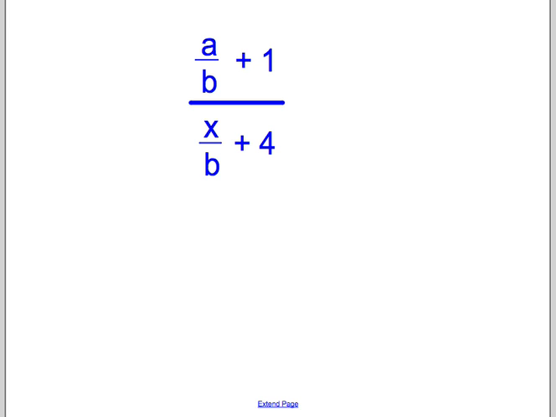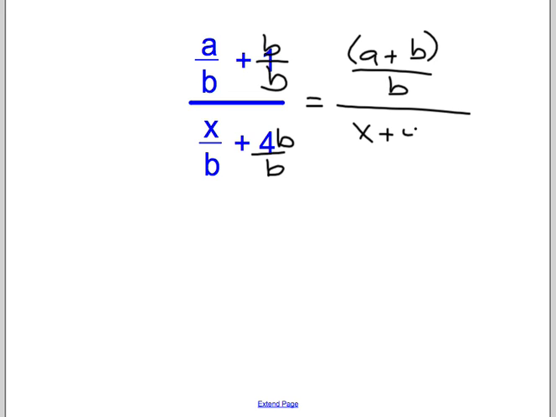My well-chosen 1 on this, better change my color, would just be b over b. What about my denominator on 4? It's over 1. And so I need to make that denominator b. So 1 times b is b, and 4 times b is 4b. That's a plus b in parentheses over b over x plus 4b over b.